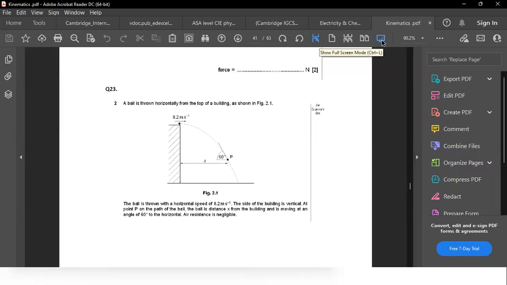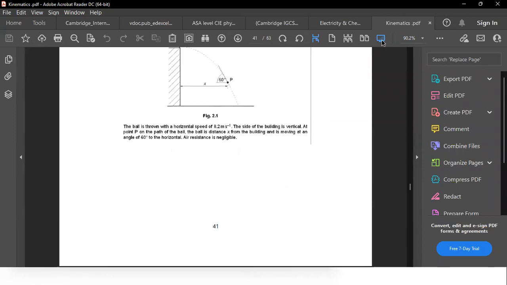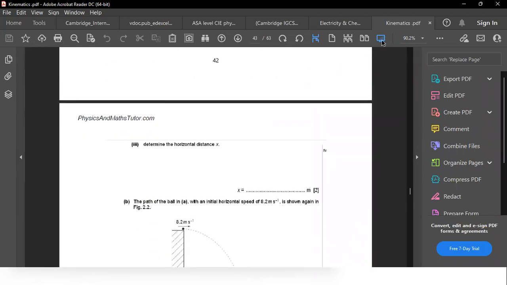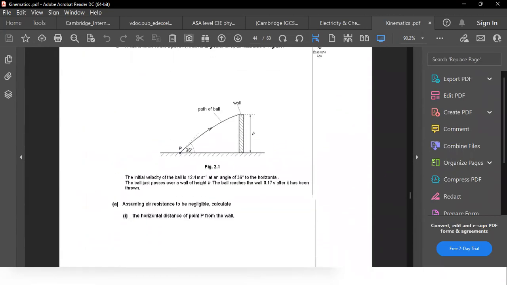Oh, hello. So we did the question, right? So you got the time, and then once you have the time, you just get the horizontal distance. Okay.